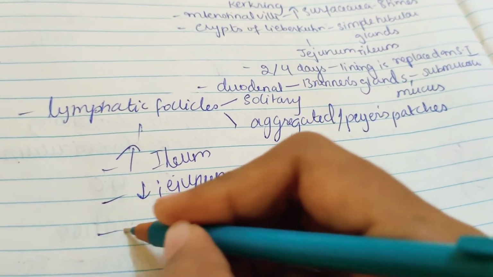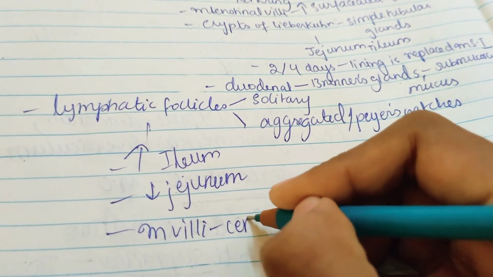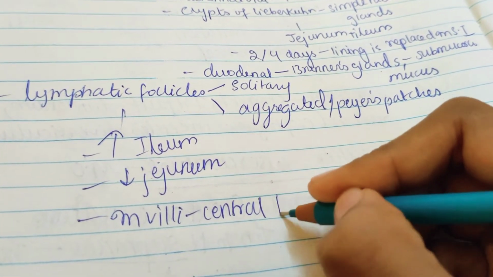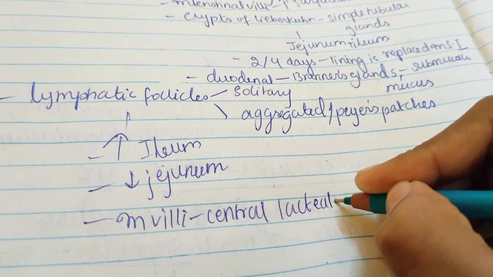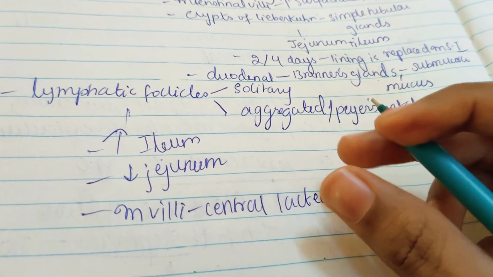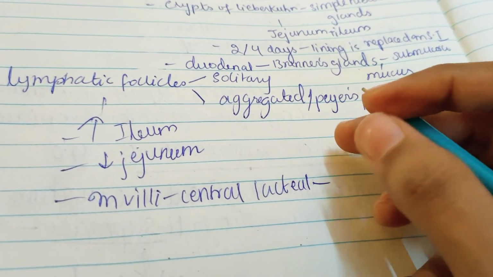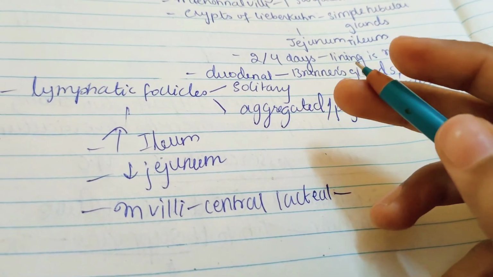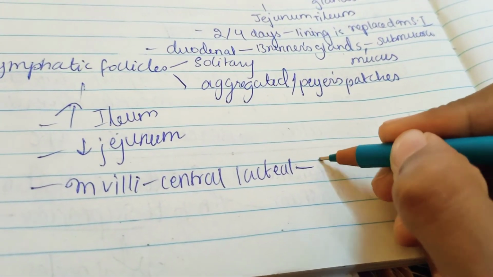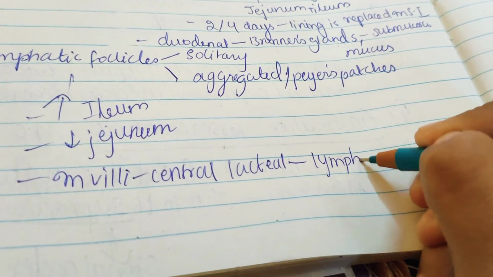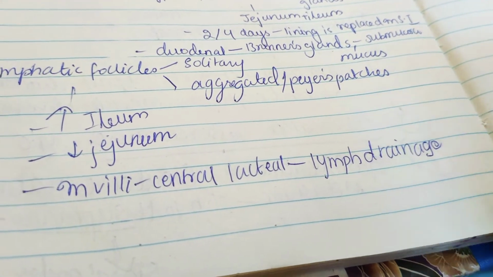So in each villus of our small intestine, there is a central lacteal. What is the lacteal, and what is its function? The lymph from the lacteal drains into a plexus in the wall of the gut and then goes to the regional lymph nodes. So the lacteals are useful for lymphatic drainage in the small intestine. This is also one of the important points.